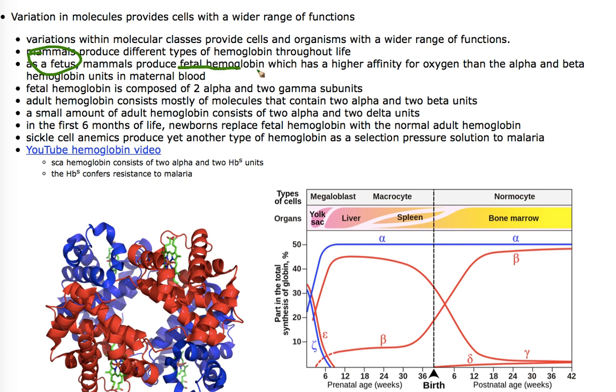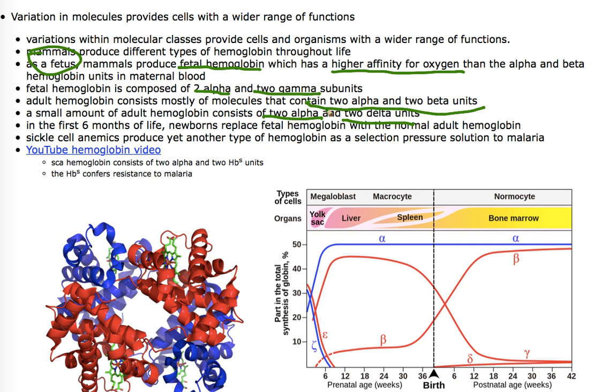Fetal hemoglobin consists of four proteins like adult hemoglobin, except the four proteins are two alpha proteins and two gamma proteins. Fetal hemoglobin, as a result of that, has a higher affinity for oxygen, which means it has a higher attraction to oxygen, or oxygen has a higher attraction to it, and it's able to work in the fetal environment better. Adult hemoglobin has two alpha and two beta units, or two alpha and two delta units. There's different kinds of adult hemoglobin also.